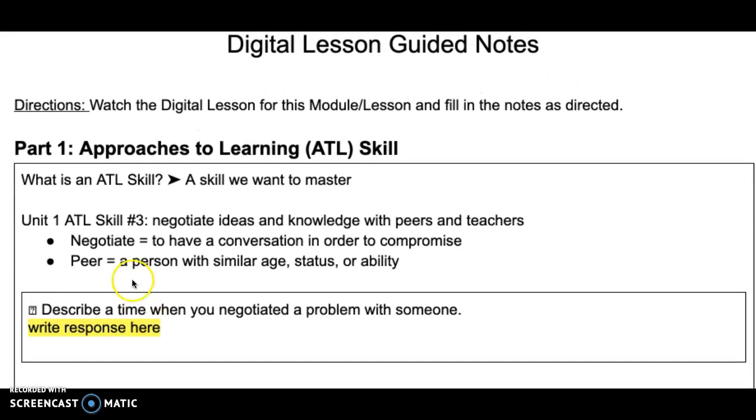Our first ATL skill is negotiate ideas and knowledge with peers and teachers. Describe a time when you negotiated a problem with someone. Negotiate means to have a conversation in order to compromise. Go ahead and write your response right here.